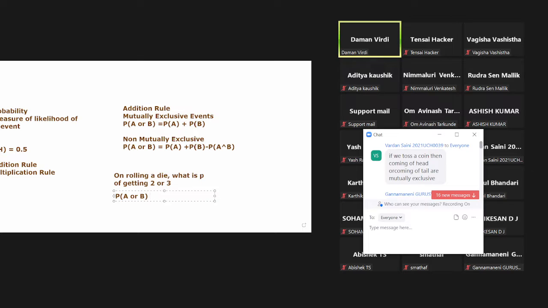Now, since they are mutually exclusive, we'll have P of A plus P of B. Clear? So now P of A plus P of B is: P of A is 1 by 6 plus 1 by 6, which is equal to 1 by 3. Clear? So this is how we have to detect where we are going to apply P of A plus B and where we have to reduce that, where there are mutually exclusive events and non-mutually exclusive events. Clear?